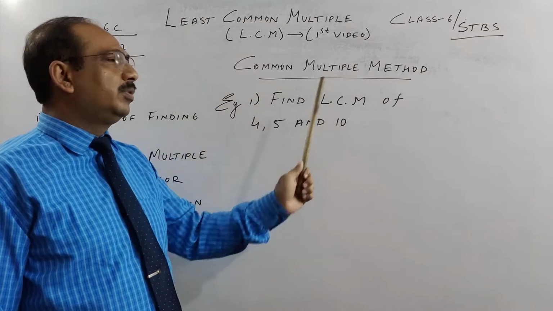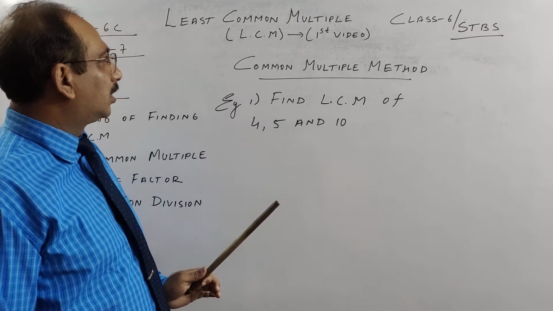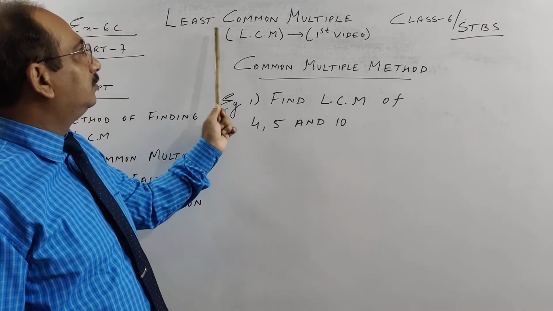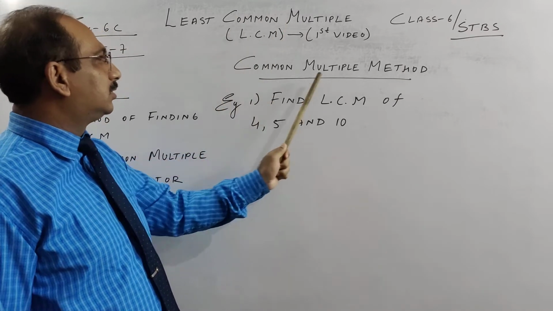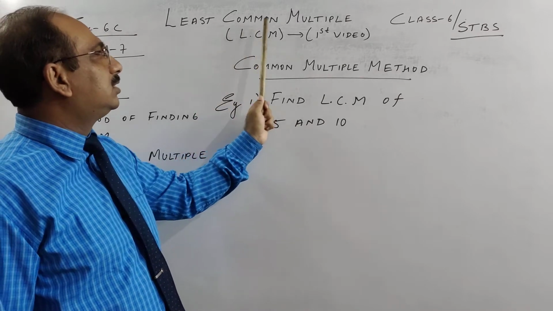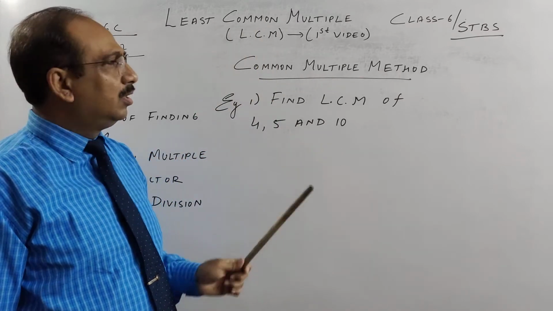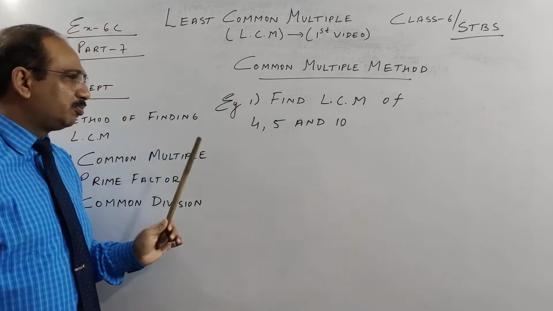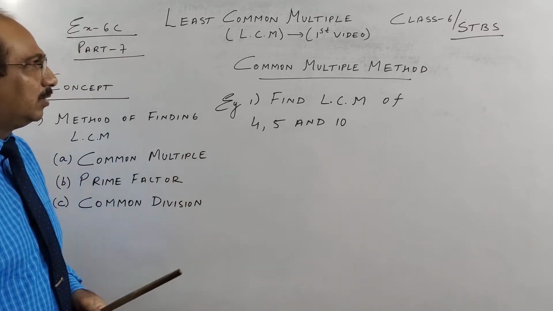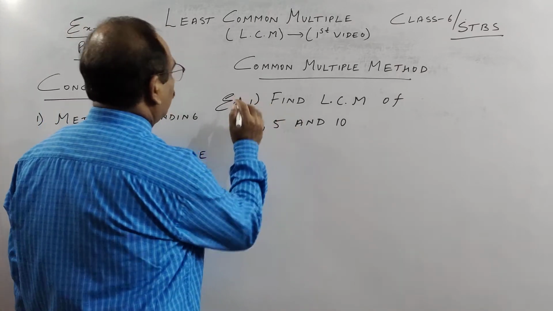LCM full form is least common multiple. This is a method. So LCM is least common multiple. What is the meaning of multiple? I have explained, but here again I'm going to do it. So what is a multiple?